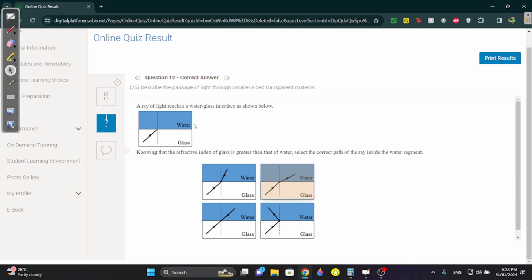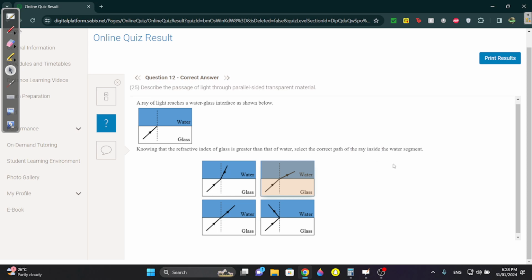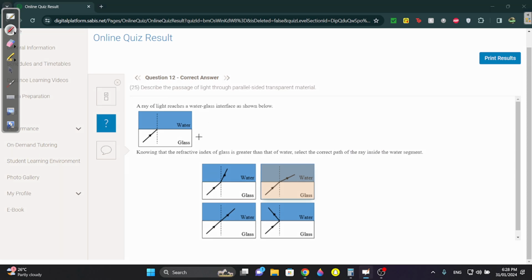It doesn't work. A ray of light reaches the water-glass interface as shown below. Knowing that the refractive index of glass is greater than that of water, select the correct path of the ray inside the segment. Always have a rule. They're saying glass is denser than water. So glass is dense, and water is less dense. Obviously, if it stays undeviated, it's going to stay like this, right? This is if there's no refraction. But it's changing medium, so obviously it's going to bend. Is it going to bend towards the normal like this, or away from the normal like this? How do you know?